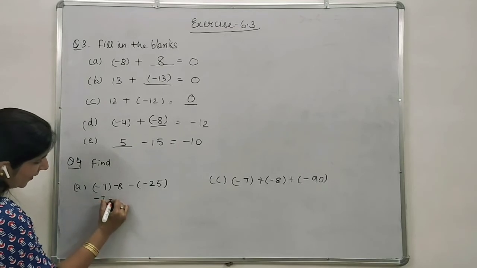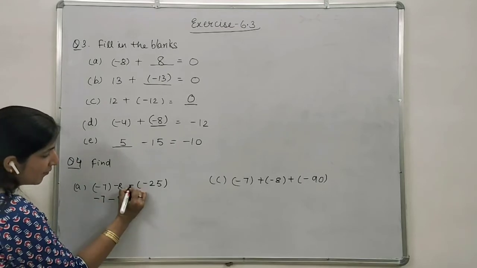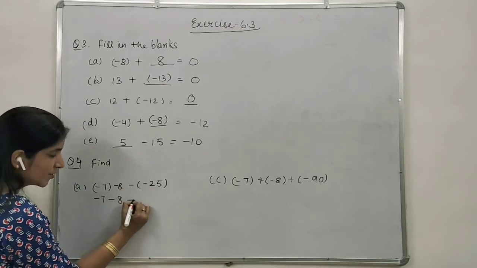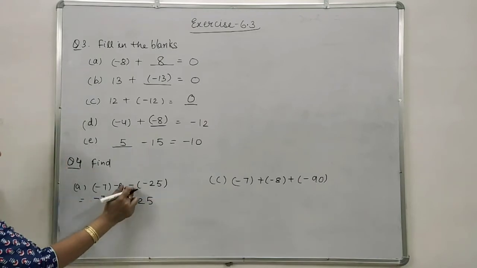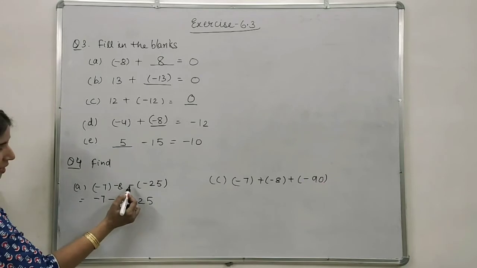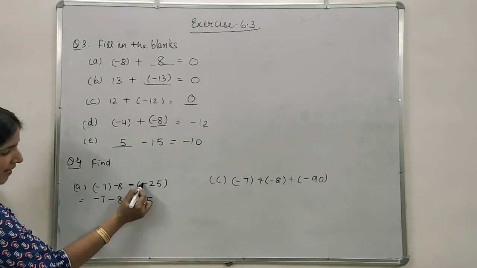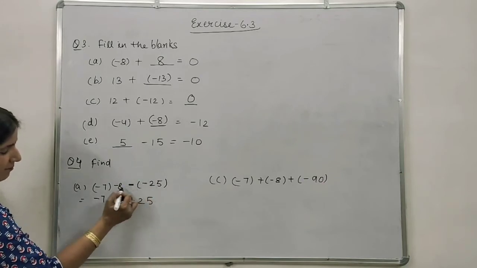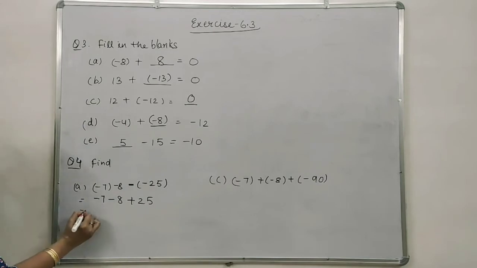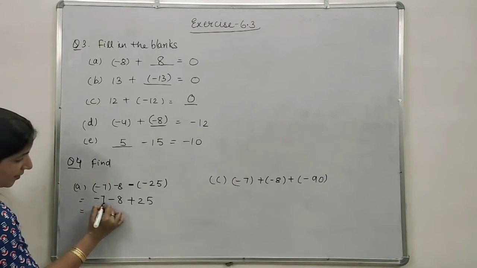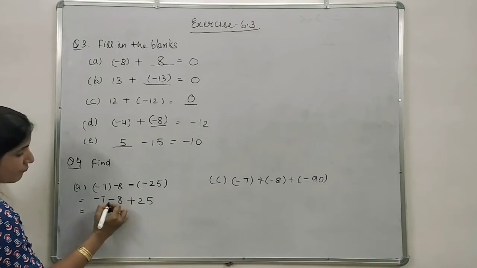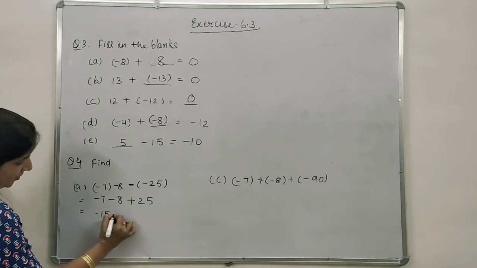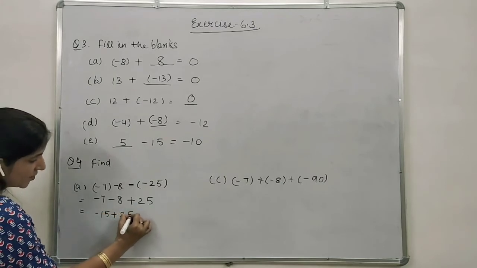I am just removing the bracket, then minus 8. Now negative times negative equals positive, so I am writing the positive sign here. I have followed the multiplication rules. If there is a minus and brackets, it means they are multiplying. Now just solve. The numbers have the same sign, so we can add them. 7 and 8 make 15, so we write minus 15. And this is plus 25.